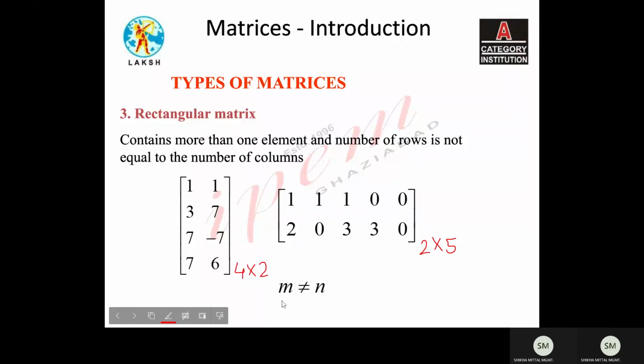In these examples we can observe M is not equal to N. This type of matrix is known as a rectangular matrix.